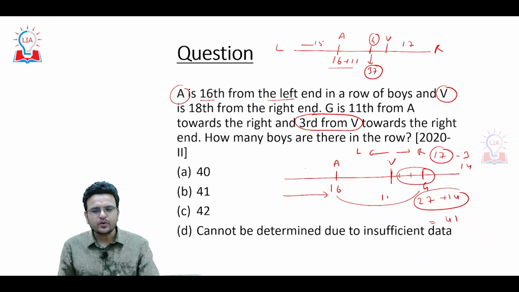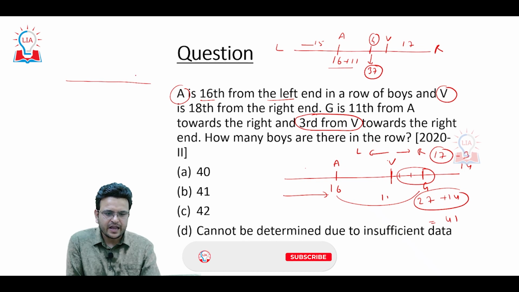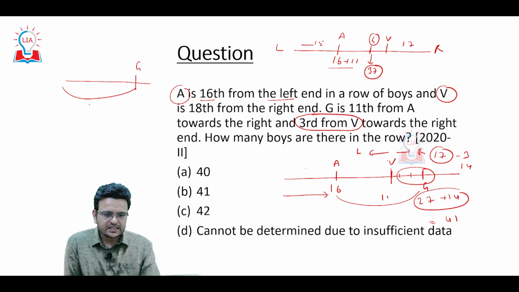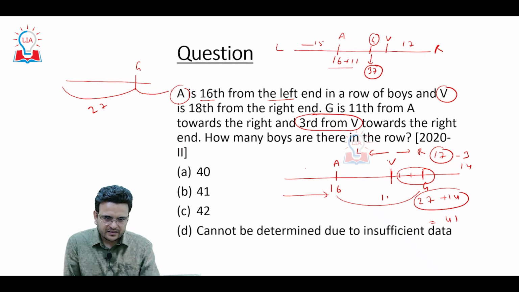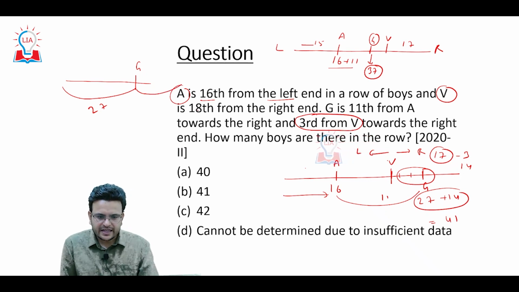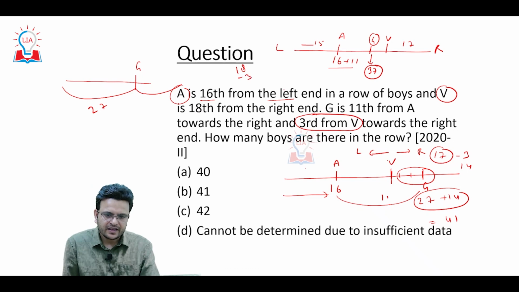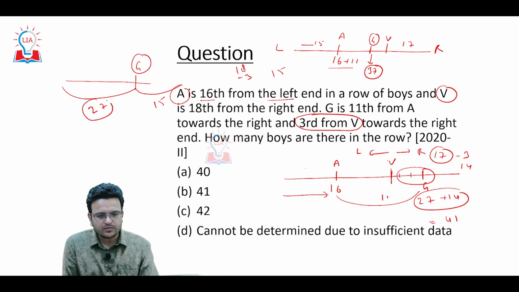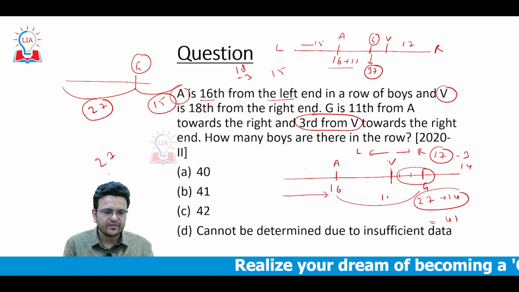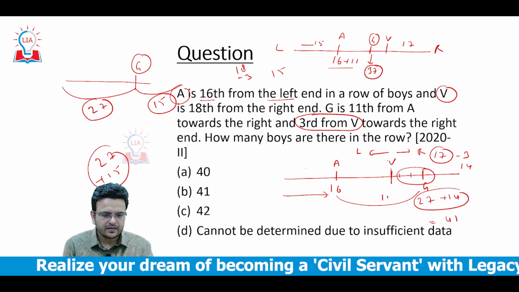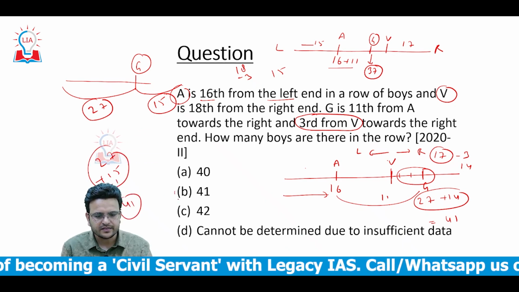Again I want to explain in a simple way so you understand. We have calculated G is 27 from the left. And how much do we have to subtract? 18 minus 3, which means 15 from the right. G is a person who is 27 from the left and 15 from the right. How many students are there? 27 plus 15 minus 1, that is 41.